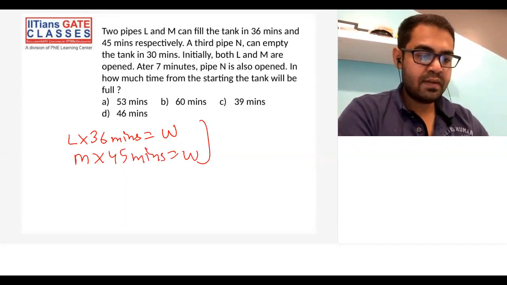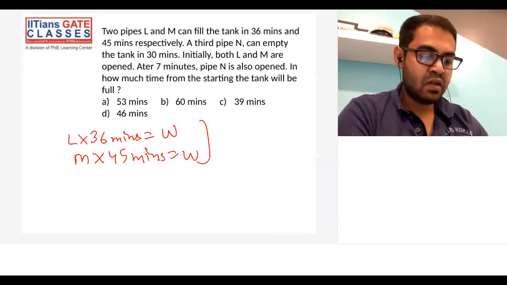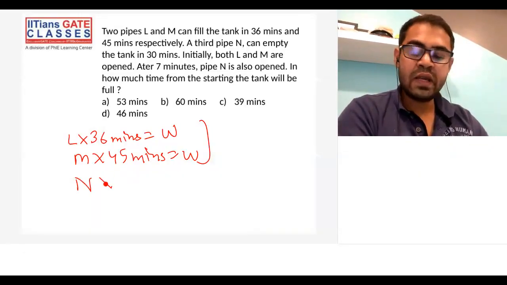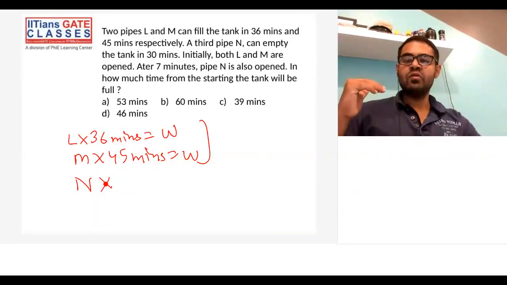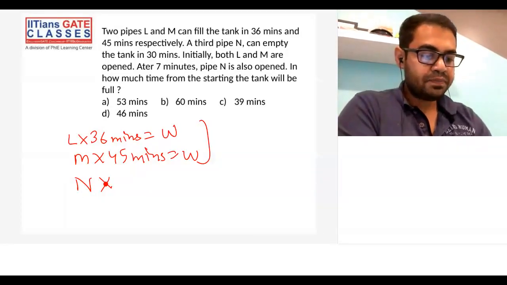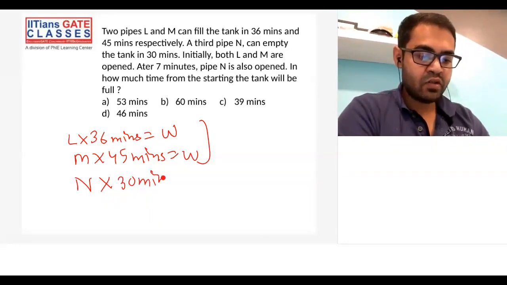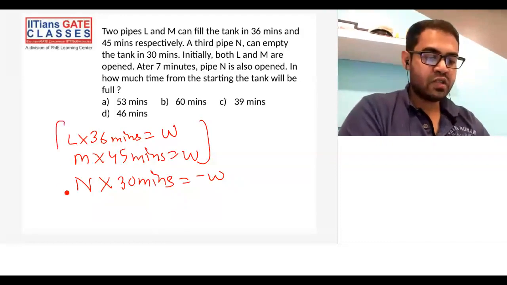Now a third pipe can empty the tank in 30 minutes. So N is actually doing negative work, because filling the tank would be some positive work W. Emptying the tank will be what? Negative work. So N can empty the tank in 30 minutes. So it is doing nothing but minus W work. So this is the equation that I have.